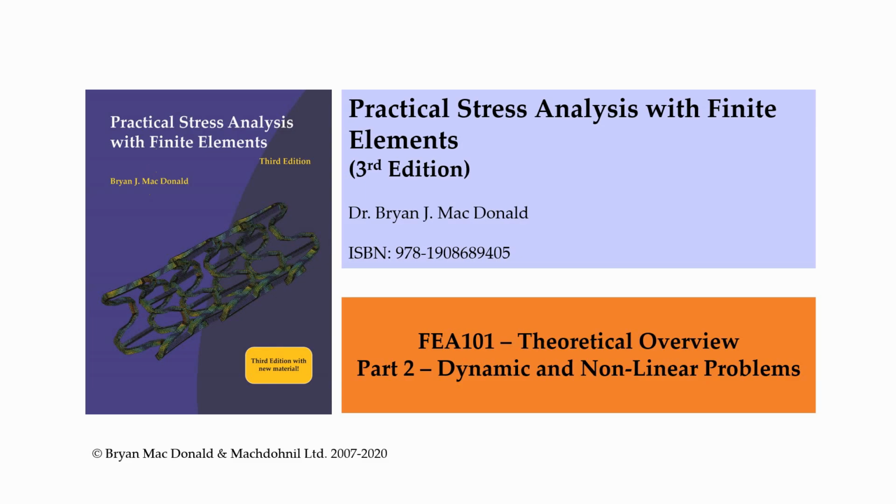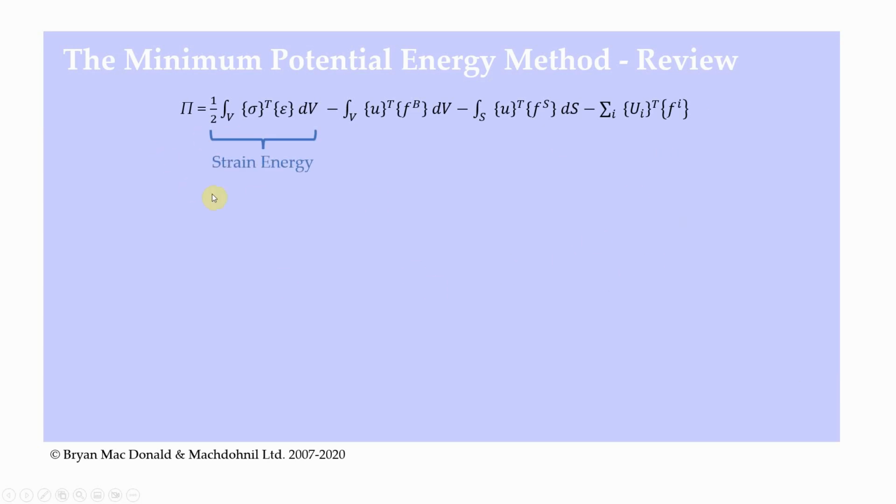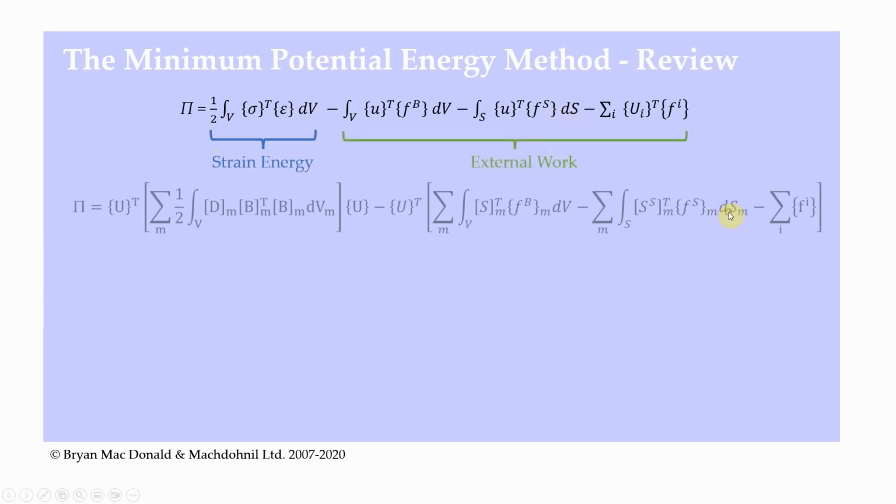This is the seventh video in the series, and we're looking again at the theoretical overview. This time we're introducing dynamic and nonlinear effects. So just to do a quick review from the last video of the minimum potential energy method, where we gave the general form of the equation, which is roughly speaking broken down into a strain energy term and an external work term. And we went through how we can discretize that equation so it can be used with finite elements. We got it into this form here.